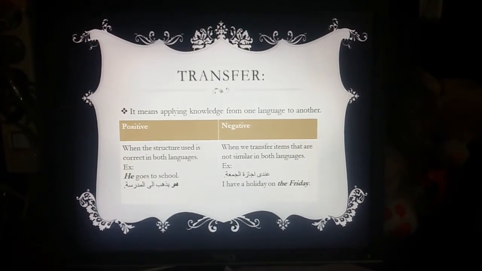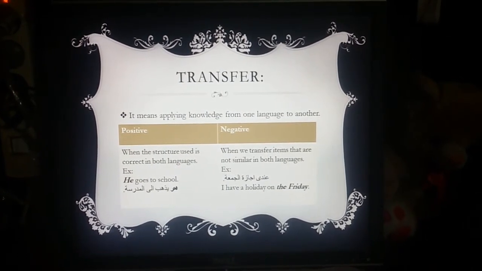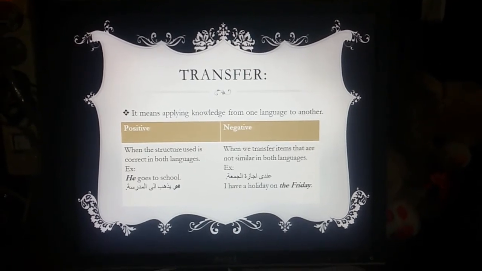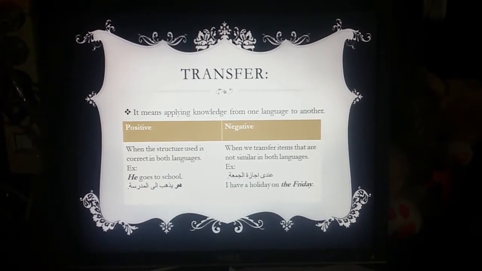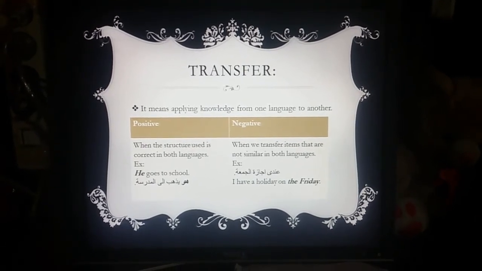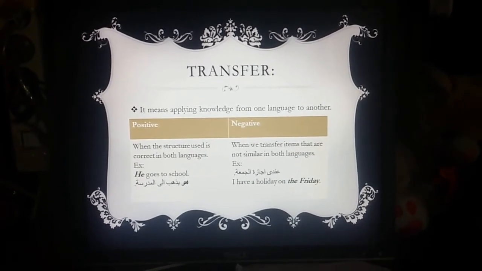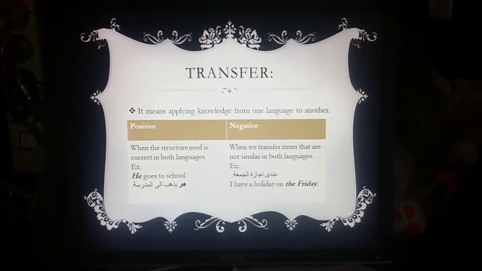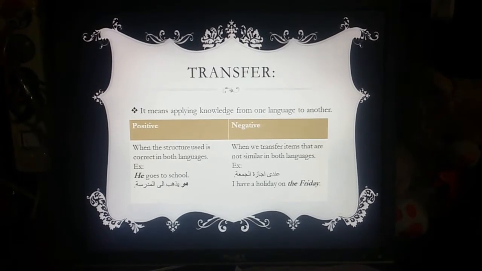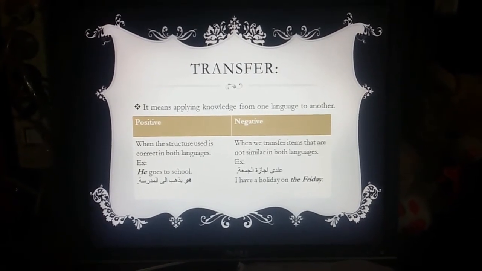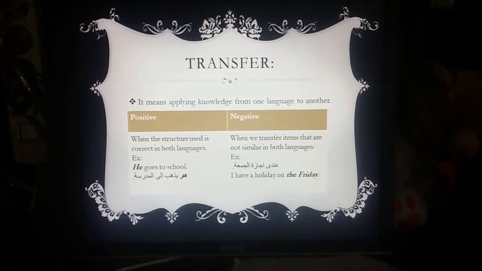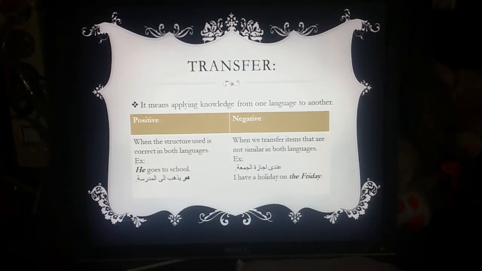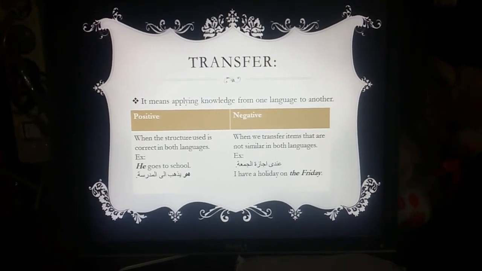First of all, I'm going to talk about language transfer, which means applying knowledge from one language to another. For example, I can apply my knowledge from Arabic to English. I can apply any knowledge from the first language to the second language, and this can result in two types of transfer. Number one, positive transfer, which can occur when the structure used is correct in both languages. For example, when I say "he goes to school," I can say it also in Arabic, هو يذهب إلى المدرسة, because this structure is correct and can be used in both languages. In addition, I can start my sentences in both Arabic and English with personal pronouns, so it can result in positive transfer.